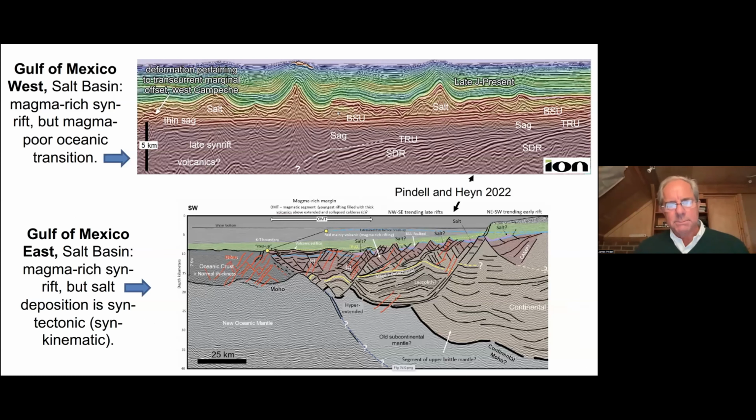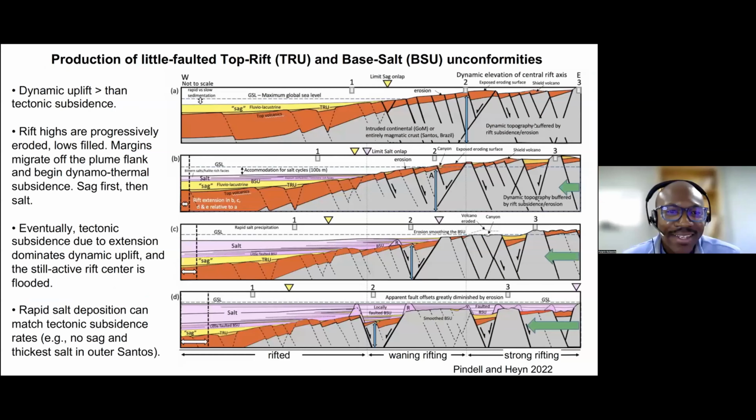In the eastern GOM, if we can assume that the salt marks a timeline, then it's very clear that the rifting is younger in the east and the salt is rifted. And we can see that in this paper and a couple of others as well. And I think Maggie will show that in her paper when it gets accepted. So we have an eastward younging rifting.